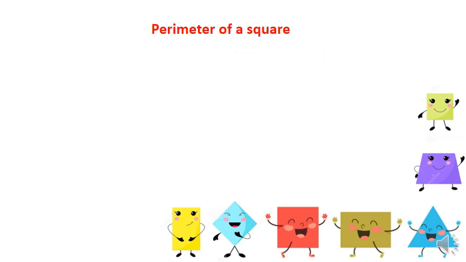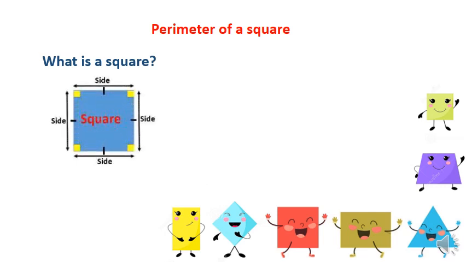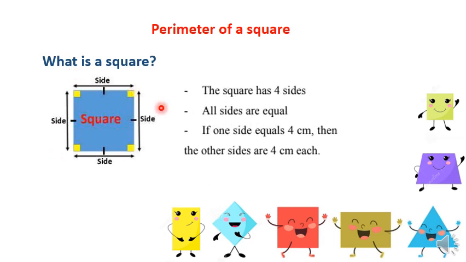Now we are going to talk about the perimeter of a square. First of all, what is a square? Let's take the properties of the square. If you can see here, we can notice that the square has 4 sides and the 4 sides are equal. They are equal in length. Okay, if the measure of this side is 4, it means this one is 4, this one is also 4, and this one is also 4 centimeters because they are equal in measure.